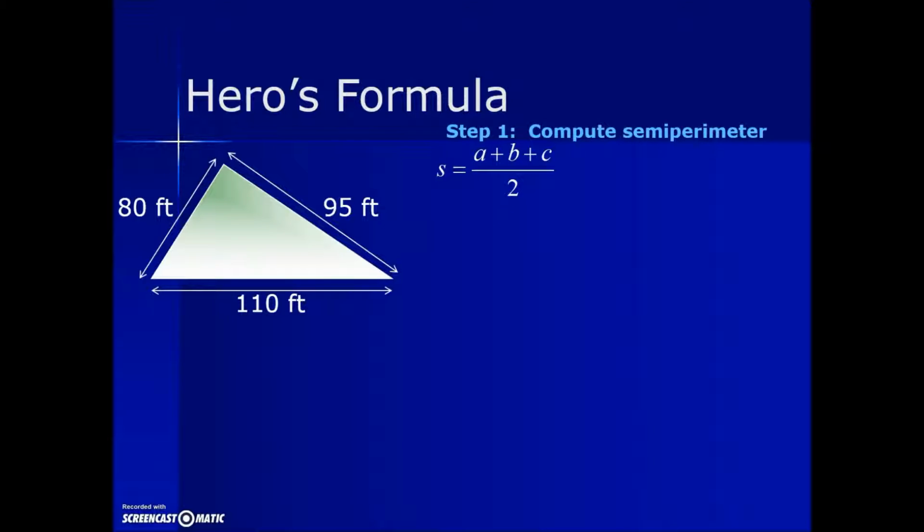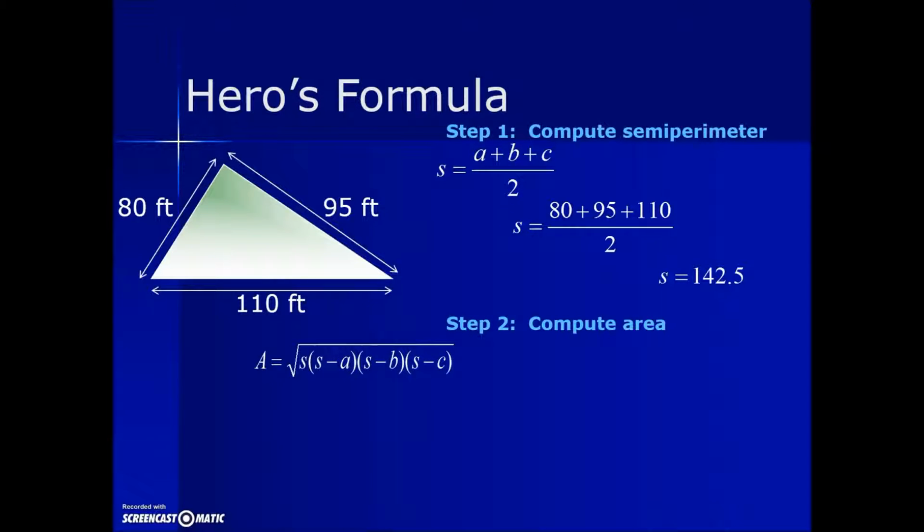The formula is add up the three side lengths and divide by 2. This results in a semi-perimeter value of 142.5. We're ready for step 2. Here's the formula. Everywhere there's S, we will replace it with 142.5 and determine each of the differences between the sides and the semi-perimeter.